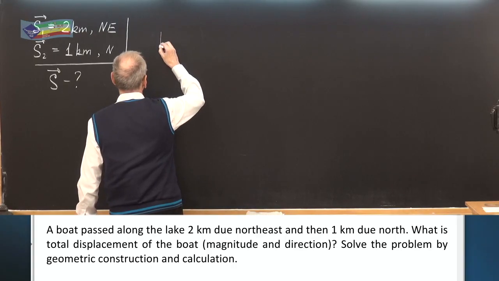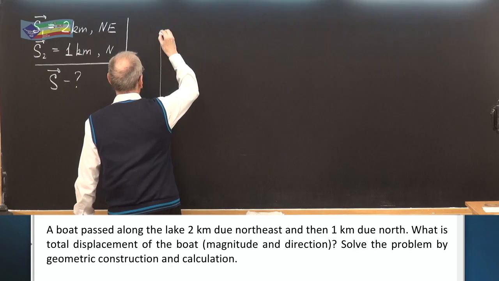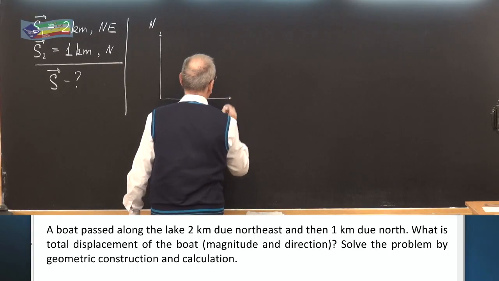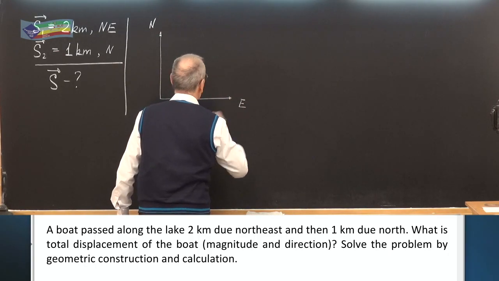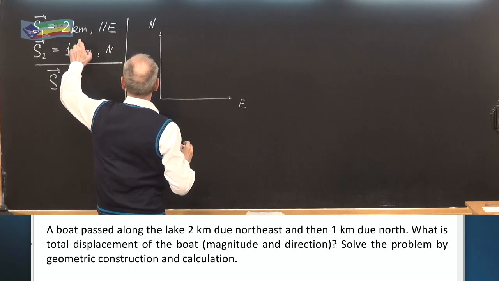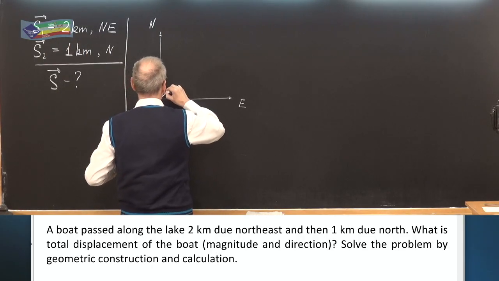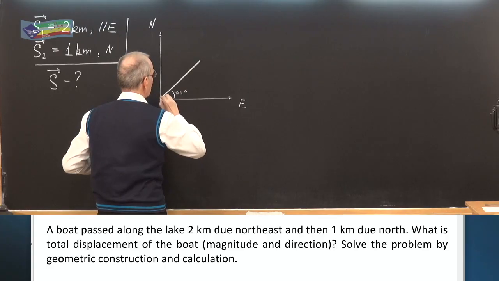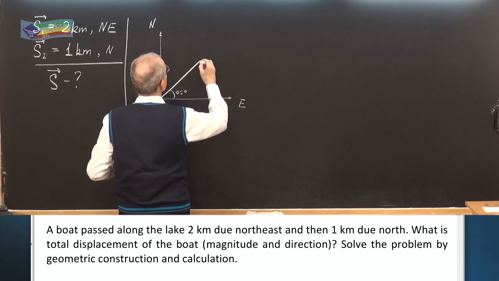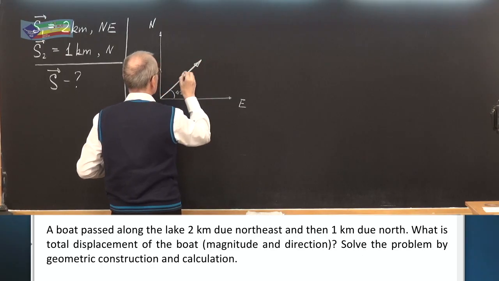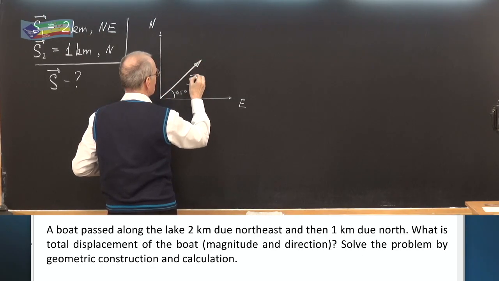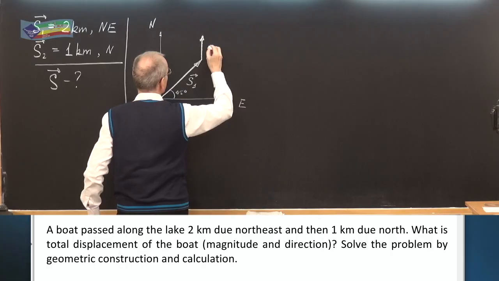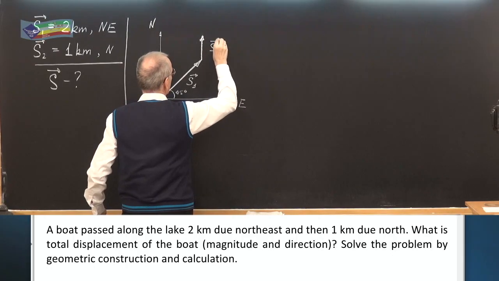North direction is upward, east direction is to the right. 2 kilometers northeast is at an angle of 45 degrees to both directions. That is the S1 vector, and the S2 vector is 1 kilometer to the north.